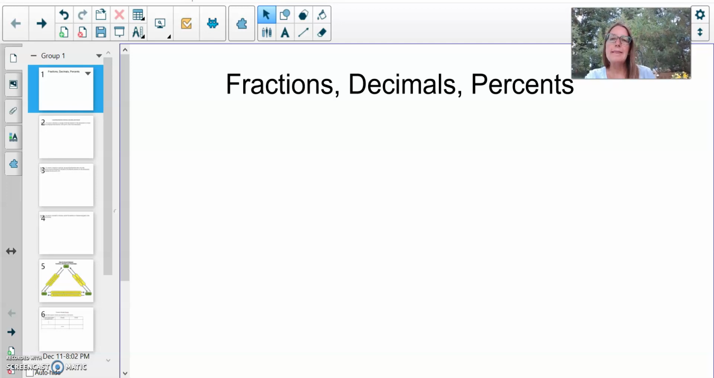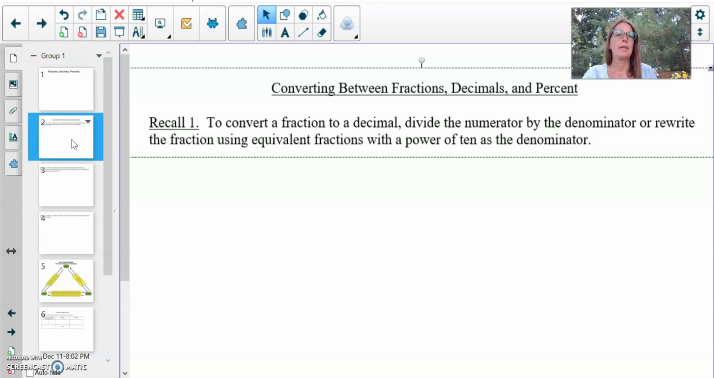Hi everyone, in this video we're going to look at the conversions between fractions, decimals, and percents. Okay, so to convert a fraction to a decimal, you divide the numerator by the denominator, or you can rewrite the fraction as an equivalent fraction with a power of 10 as the denominator.